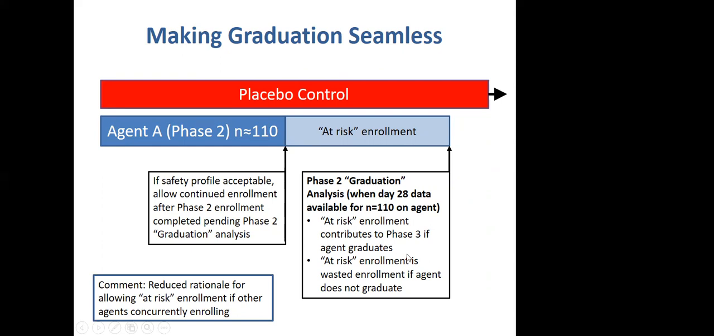Obviously, the problem here is that you might then do your graduation analysis and find that the agent doesn't meet criteria. And in that sense, this is then wasted enrollment. So the rationale for doing that at-risk approach is lower if you have other agents enrolling in the study at the same time. If you only have one agent, then it seems more reasonable to pursue it.